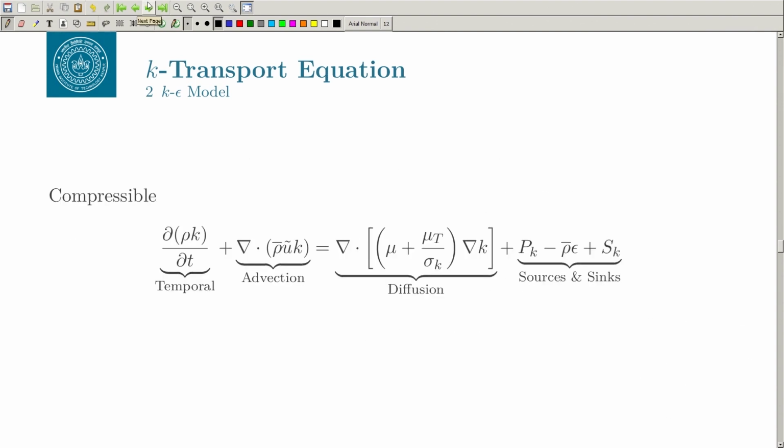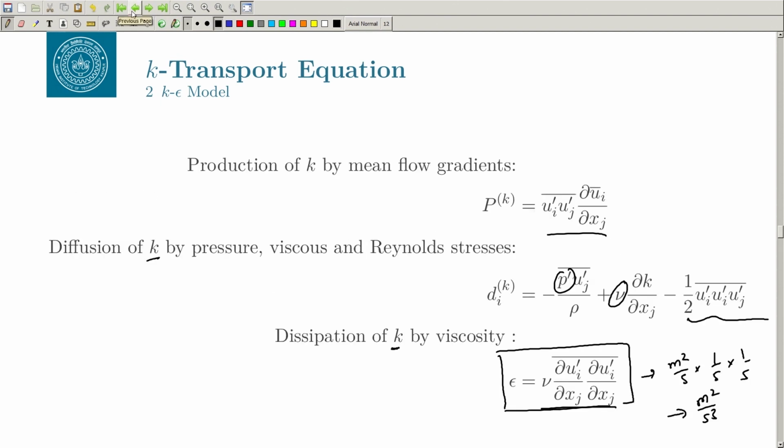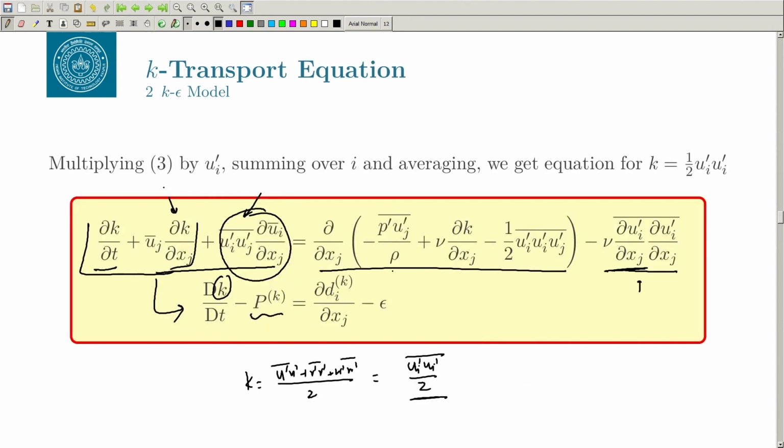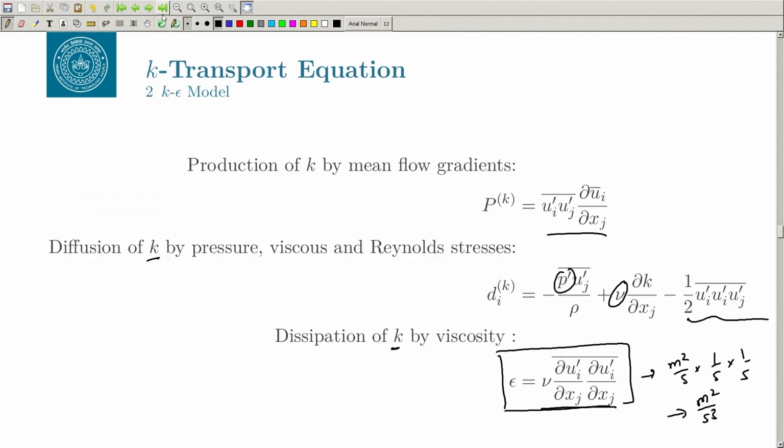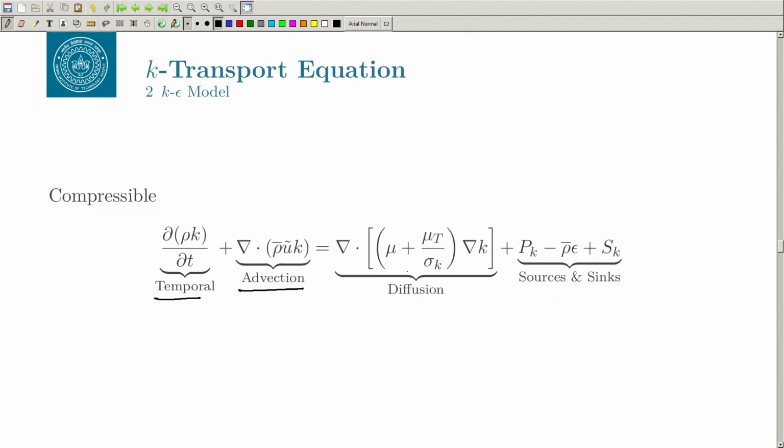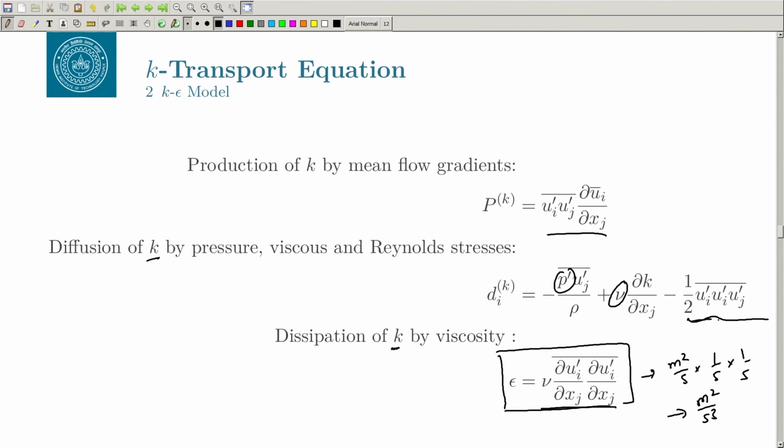Okay, now for the compressible you can write it in a slightly different way. I am just giving you the overall picture. So this is your temporal part, then you have the advection part, which is there for both incompressible as well as compressible. Then you have this diffusion part. You have some assumptions here where you ignore some of the terms, especially some of the models which ignore this diffusion due to the pressure. And you mostly take the diffusion due to the viscosity as well as the turbulent transport.